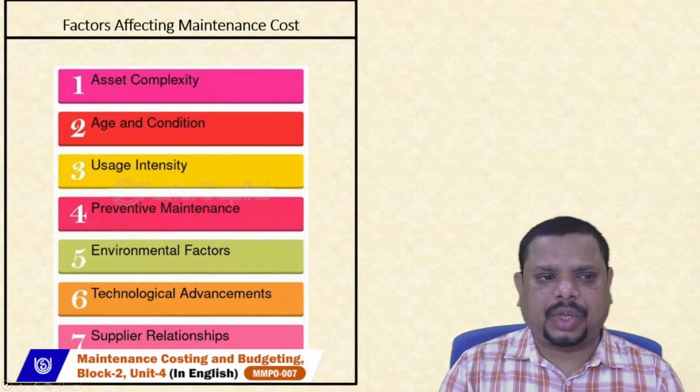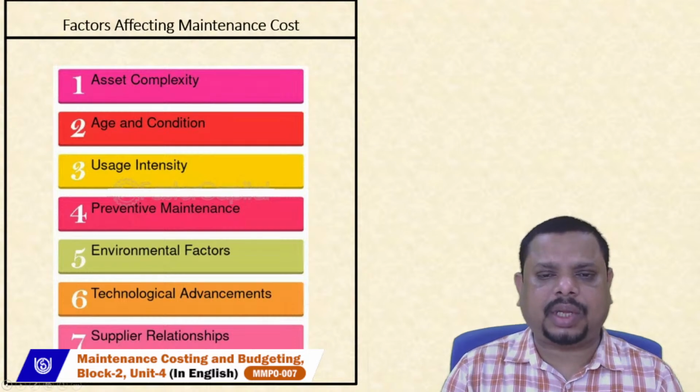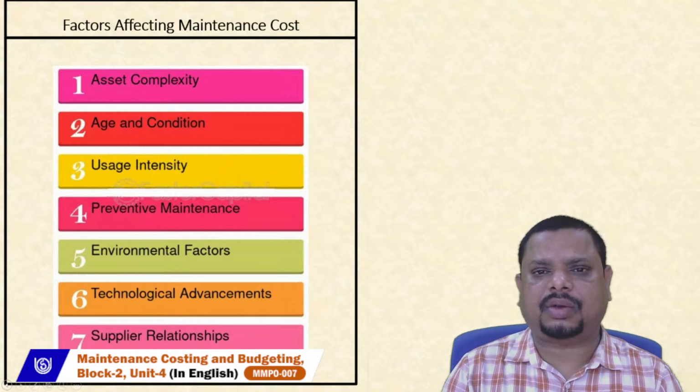So I repeat, the factors start from asset complexity. The next one is age and condition, then use intensity, then preventive maintenance. The next one is environmental factors. The next one is technological advancement and supply relations. These seven factors directly affect the maintenance cost.